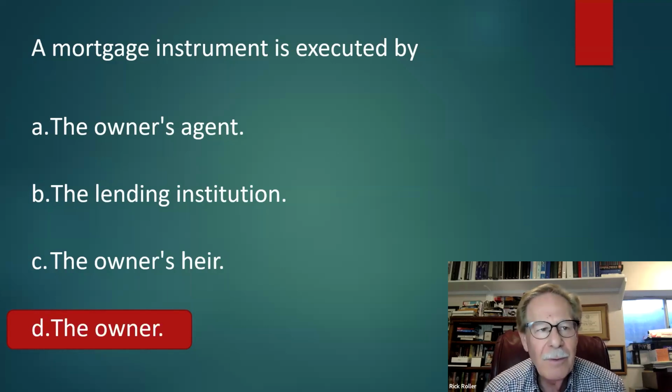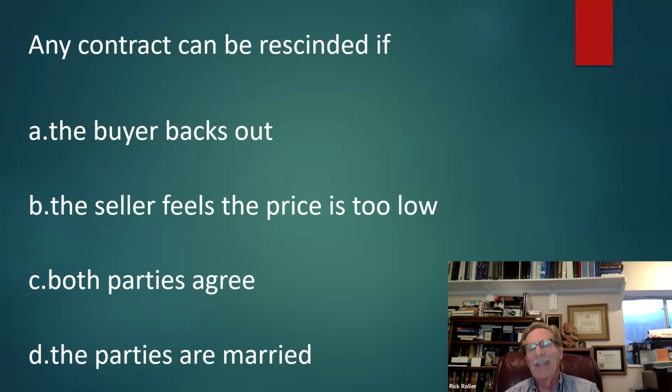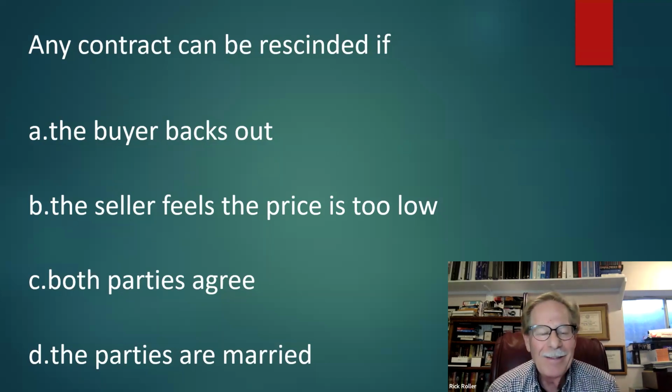We're on our 12th question already. And the 12th question says, any contract can be rescinded if. Well, the buyer backs out. The seller feels the price is too low. I shouldn't have agreed to that. Both parties agree. No, the parties are married. Okay, I don't know. Scratch that D. We don't need that one.